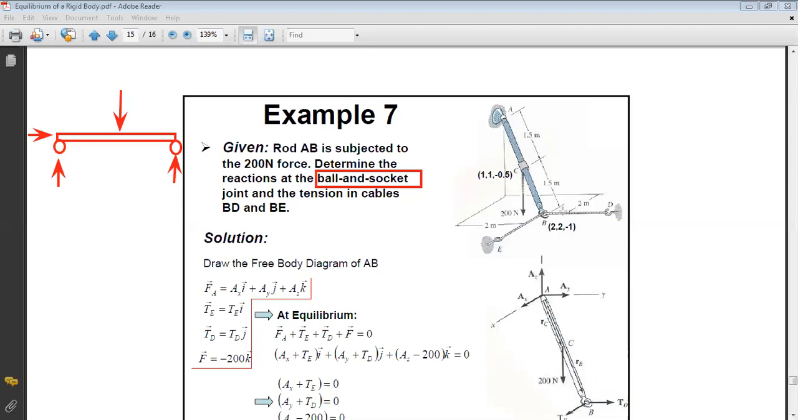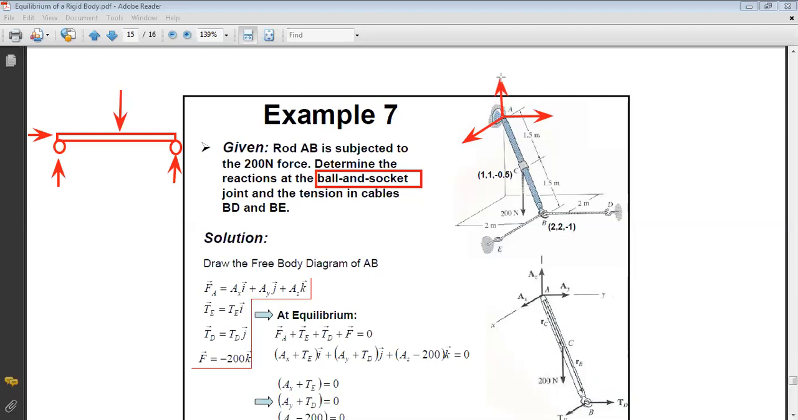Okay. So now if I take the free body diagram of my bar, I will put the forces. I have AX parallel to X axis. I have AY and I have AZ.